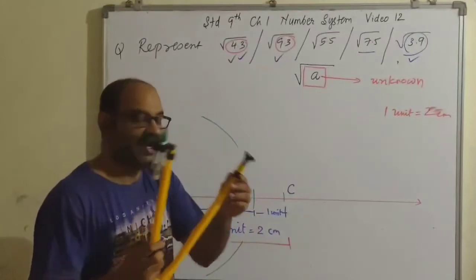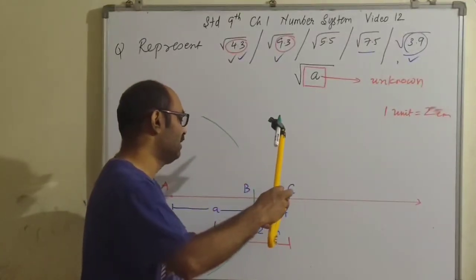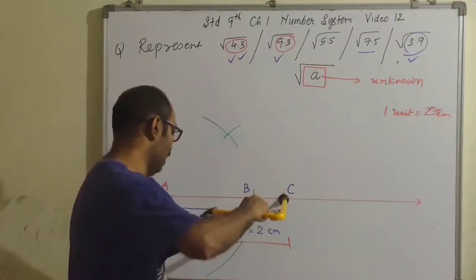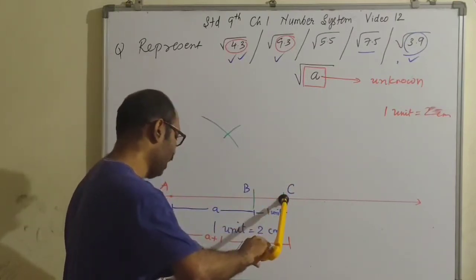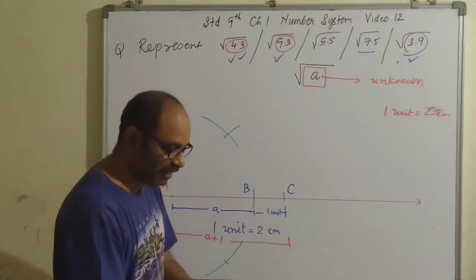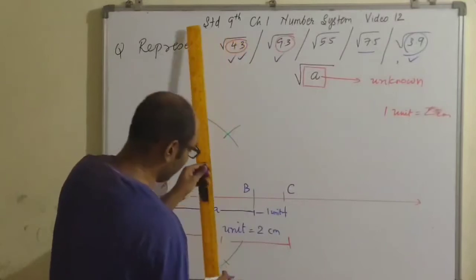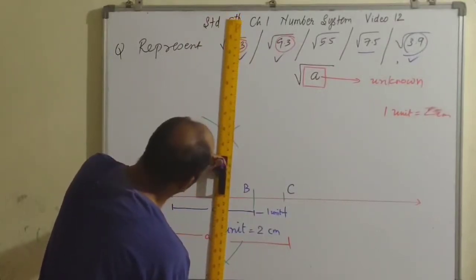Now I have not changed the radius. I am taking C as center, and then drawing the circle. You got those 2 points of intersection? Yes. Okay, draw a dotted line through them. These are the 2 points.